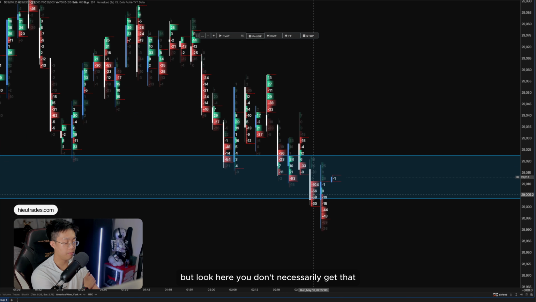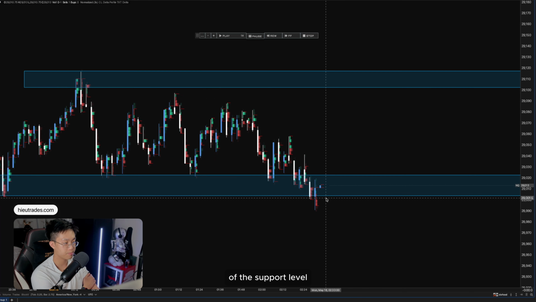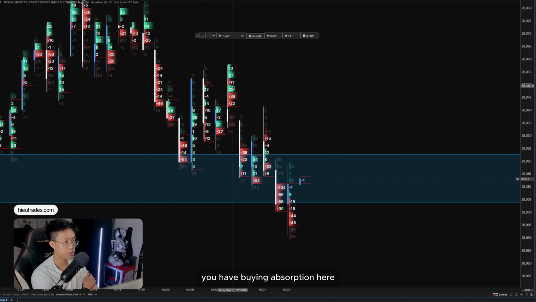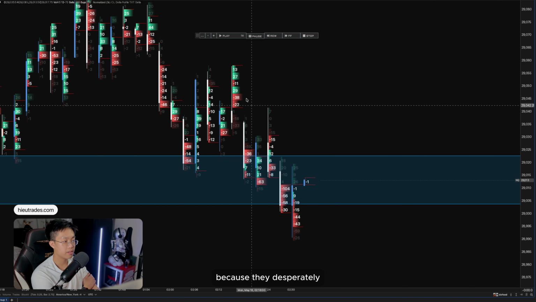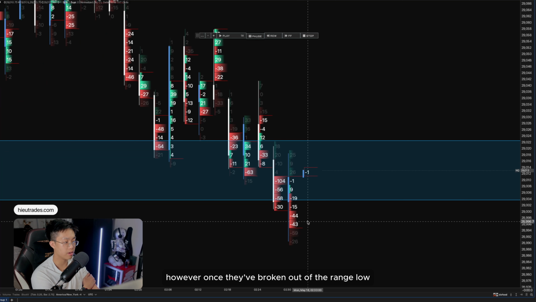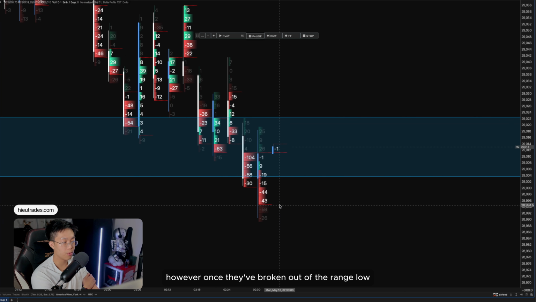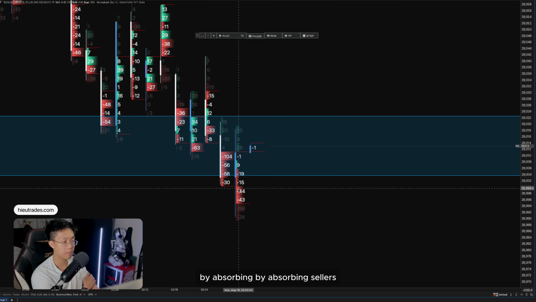But look here, you don't necessarily get that once you've broken out of the support level. You have buying absorption here, strong selling initiation. Sellers are starting to become more aggressive and take control because they desperately want to break out of this range low. However, once they've broken out of the range low, they couldn't follow through, and instead these buyers pretty much took back control by absorbing sellers.